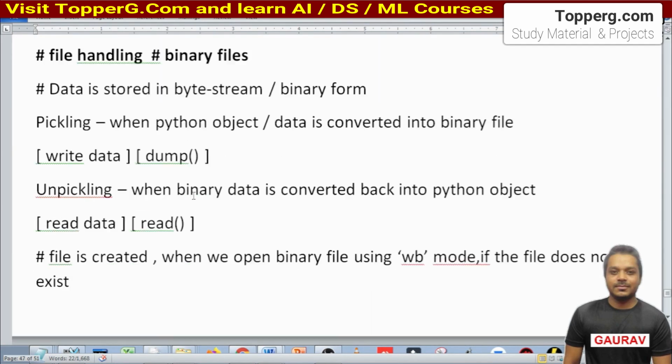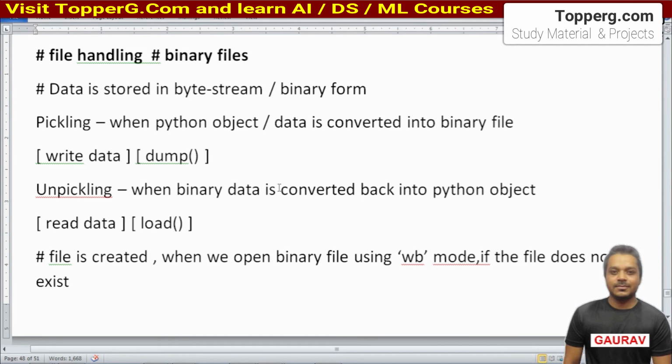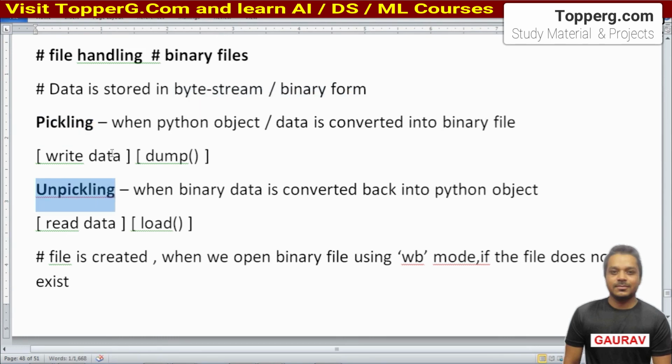So now let's start binary files. File handling with binary files. A binary file is a file that stores data in byte format or binary format. So there are two words that you must remember: pickling and unpickling. Pickling means writing data. For writing data, we use the dump function. Unpickling means reading data. For reading data, we use the load function. You know the meaning of reading data.